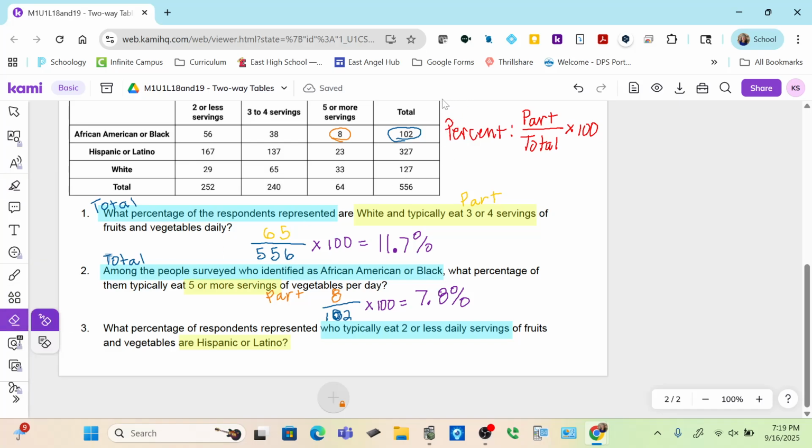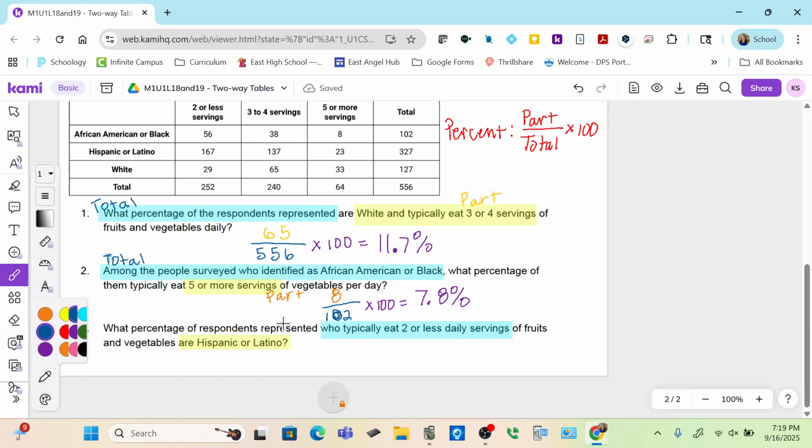So let's erase what I had circled for the previous problem. Let's find our total. Again, our total is from 2 or less daily servings. So I find the 2 or less servings category and I find the total for that category. In this case, that's 252. Within that category, how many identified as Hispanic or Latino? So 2 or less servings, Hispanic or Latino is 167. And then again, we're going to multiply that by 100.